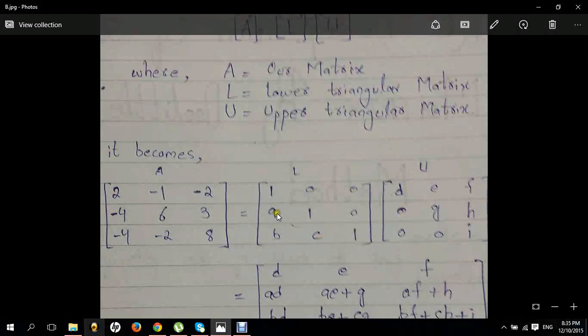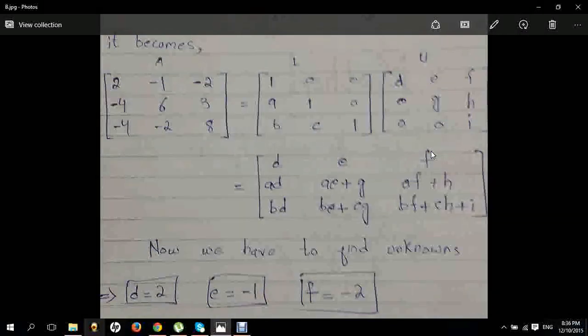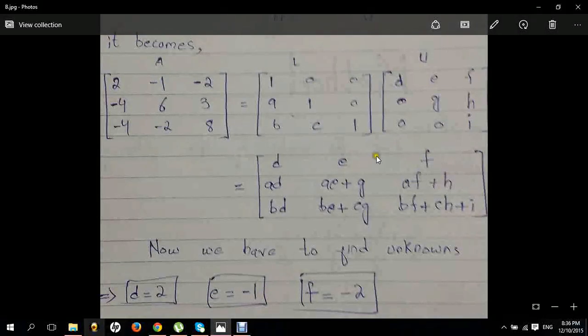The elements which are like A, B, C, D, E, F, G, H, I, they are basically unknowns, and we're gonna find them. How are we gonna find them? We're gonna see later. So the next step is to multiply these two matrices, which I have done here.